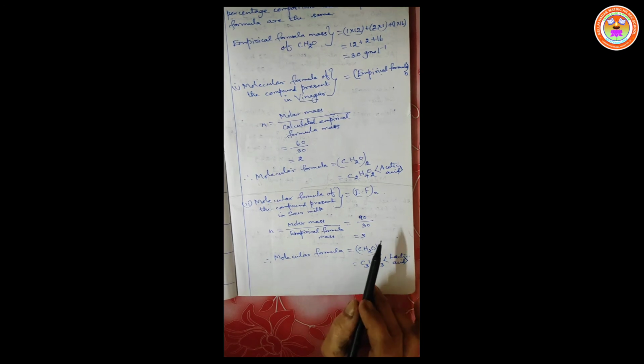So therefore the molecular formula of the compound is C3H6O3. The name of the compound present in sour milk is lactic acid. C3H6O3 is the molecular formula of lactic acid. Okay children, this is one of the possible 5 marks.